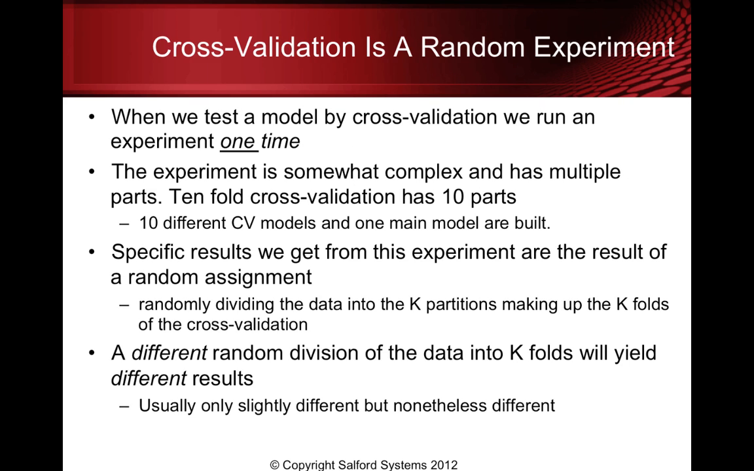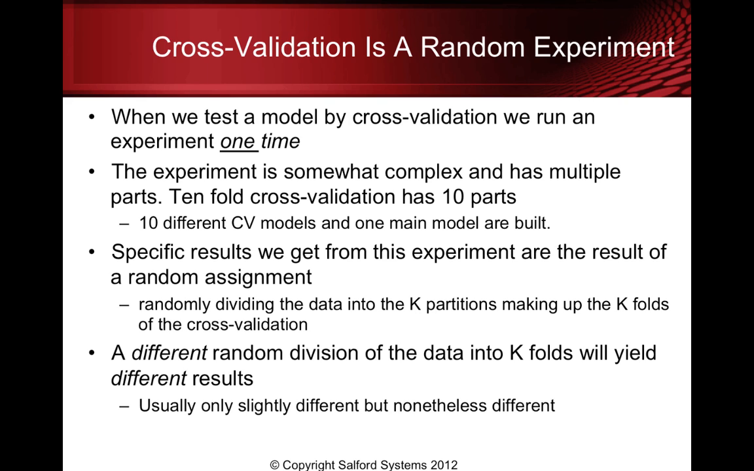The thing to remember is that cross-validation is a random experiment. When we test a model by cross-validation, we run an experiment one time. The experiment is somewhat complex and has multiple parts. Tenfold cross-validation has 10 parts. 10 different CV models and one main model are built. The specific results that we get from this experiment are the results of a random assignment.